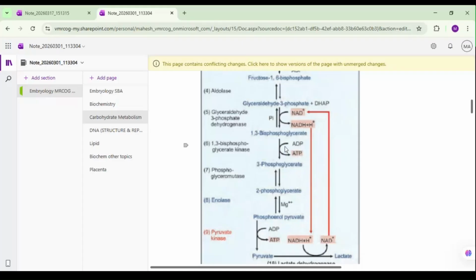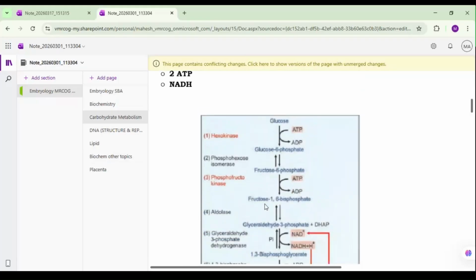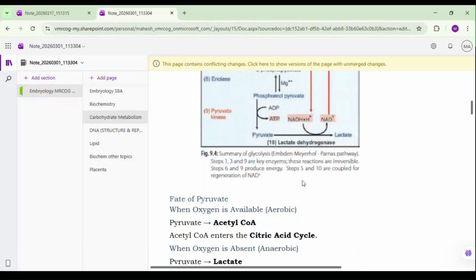Only total 2 ATP in one and 2 ATP in the other molecule. So total 4 ATPs will be getting formed. Okay, but we have utilized the ATP in the step 1 and step 3. That means total gain will be only 2. Okay, so what is the fate of the pyruvate?